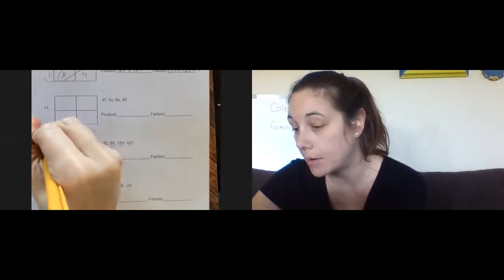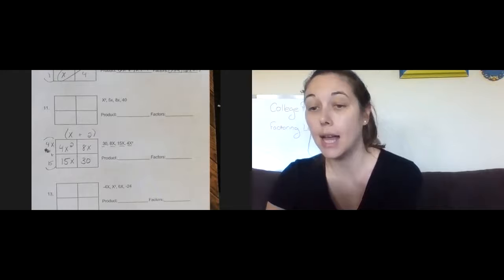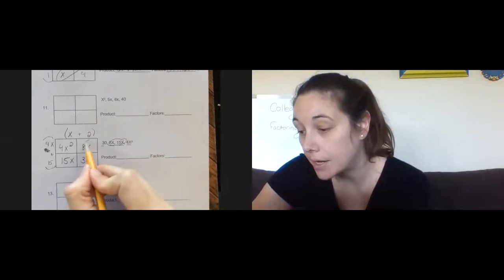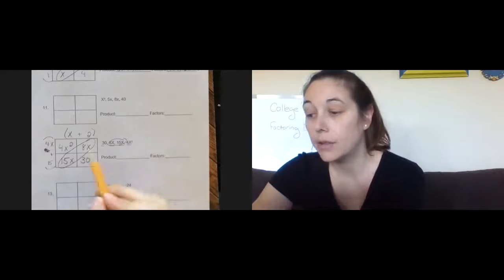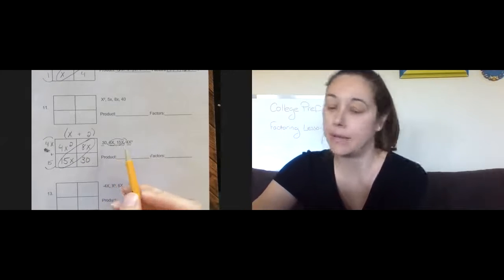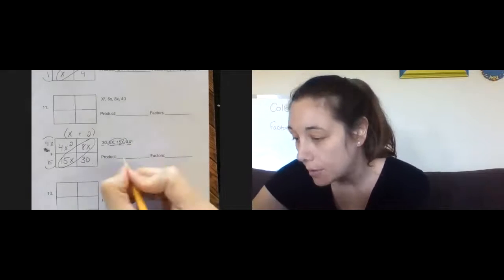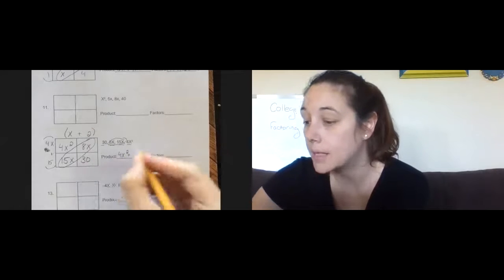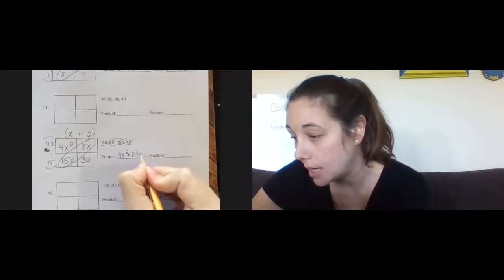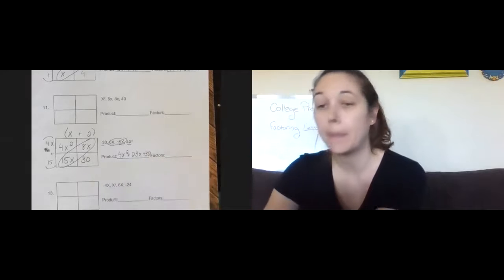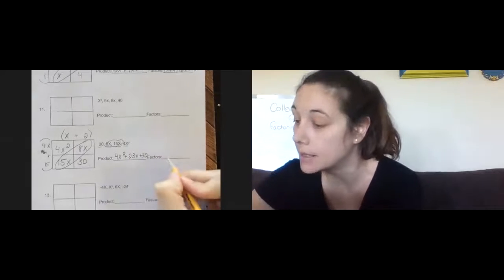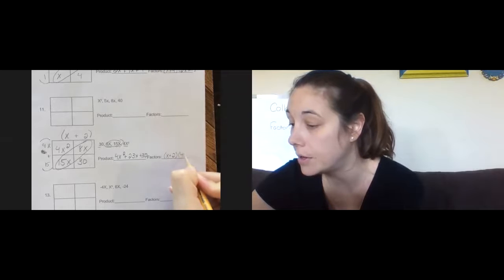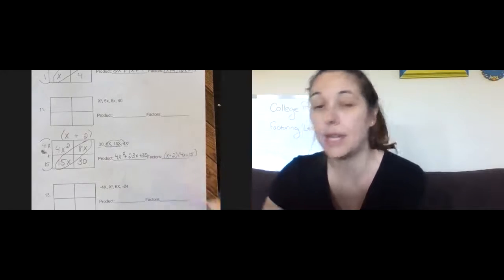So here's our binomial out here. Here's our binomial on the side. Let's do our product, which is just writing these terms as a trinomial. You can combine them here. So we've got 4x squared plus 15x plus 8x is 23x plus 30, and our factors are our binomials on the outside. So that gives us x plus 2 times 4x plus 15.